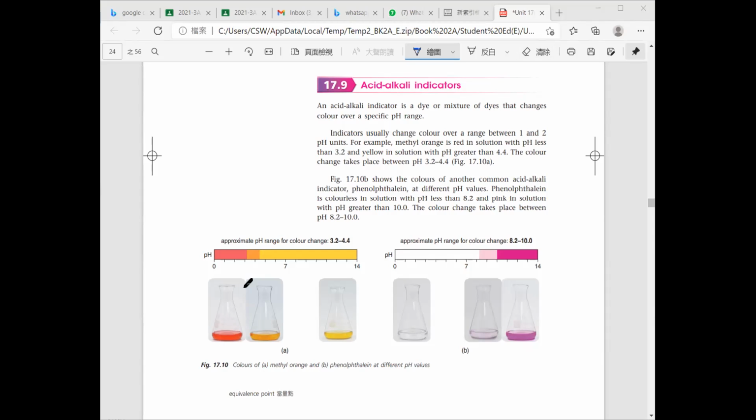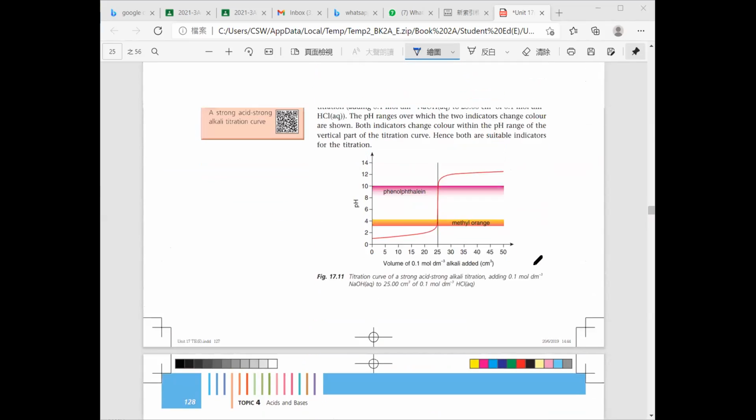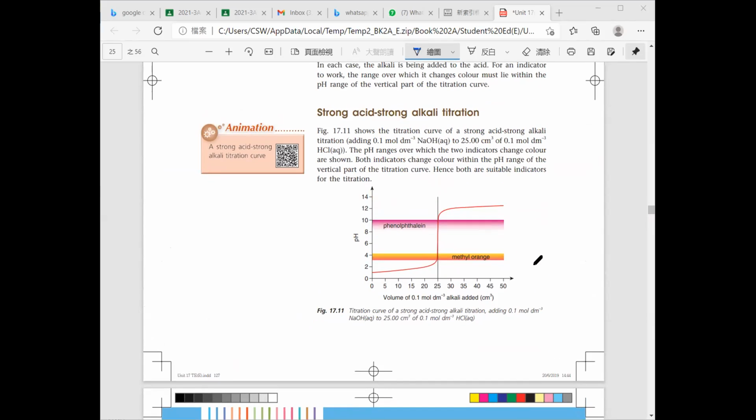So we rely on using an indicator which changes color at a specific pH. The first one is methyl orange. It mainly changes its color around pH 3 to 5. And phenolphthalein, you mainly use it to have a change in color around pH 8 to 10. Going back, depending on the nature of the different combinations of acid and alkali in the titration, you may know that they will experience a difference in pH, and I will use a different indicator.